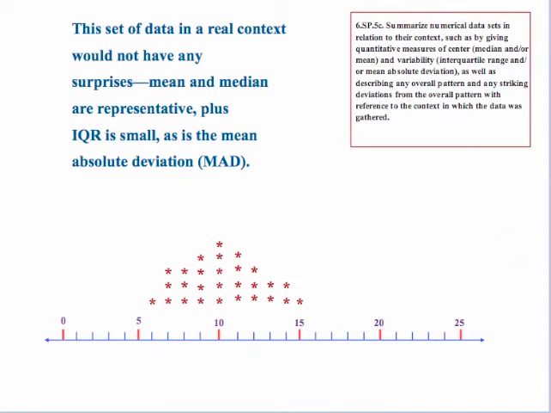The mean and the median are going to be pretty representative, and in fact they're going to be pretty close to each other. Plus your interquartile range and your mean absolute deviation are going to be fairly small also because there's not much of a range. There's not a whole lot of variability here as far as your data. They're pretty closely packed together.